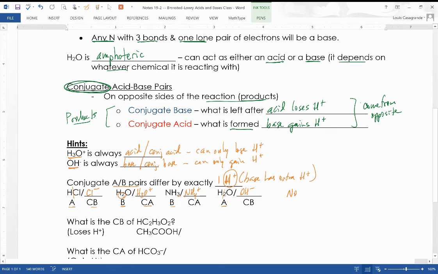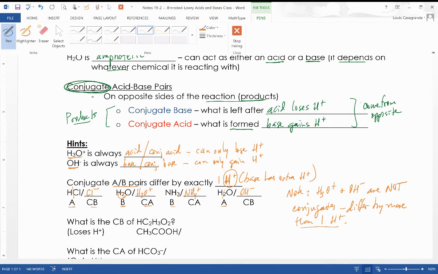Just a little note here. H3O plus and OH minus are not conjugates. They're not conjugates because they differ by more than one H plus. In fact, you have to have water in between the two of them to get from one to the other.